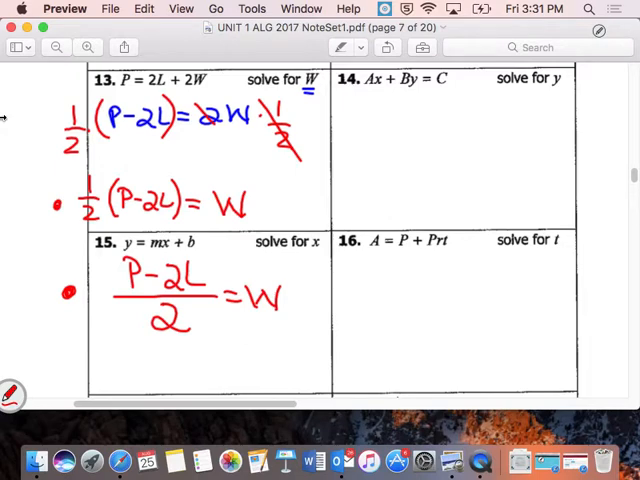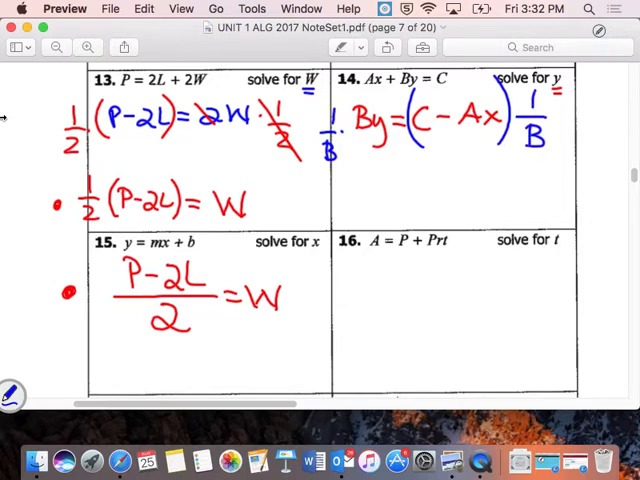In number 14, your job is to isolate the y. So the first thing I would do would be to subtract 8x. And using the same logic that I used on the perimeter formula, I'm now going to multiply both sides by 1 over b. And I need to put that in parentheses so that both terms pick up the factor of 1 over b. And now, inverse operations, I'm left with just y alone.